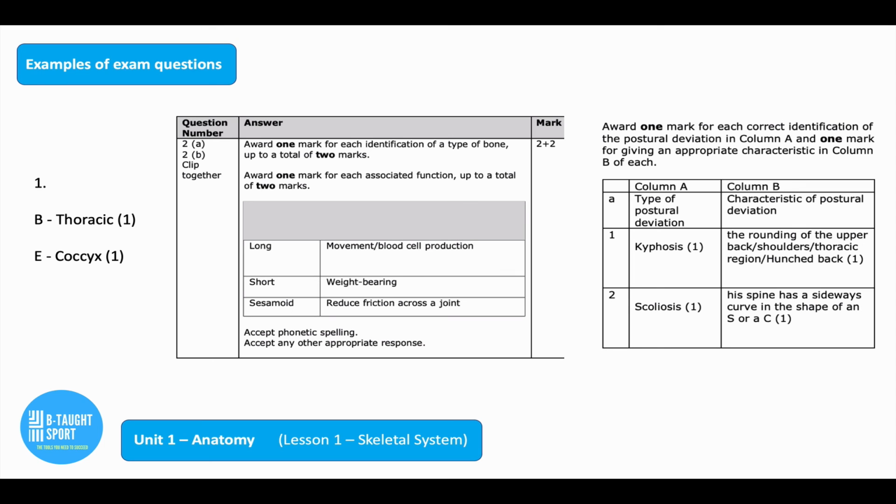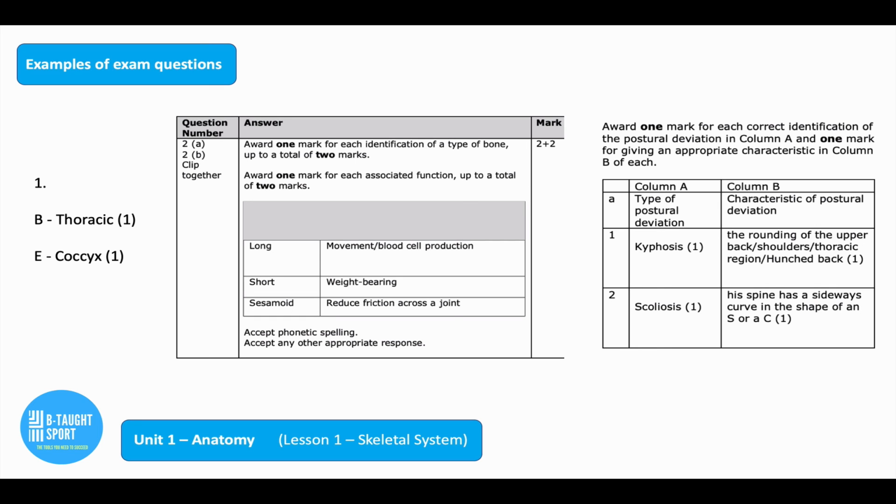And then lastly, you had to look at the different types of postural deviation. And there was one mark for each, so 4 marks in total. Now there are only 2 different types that you should have done, which is kyphosis and scoliosis. Now remember what I said about the old person bending down. So kyphosis, you could have said about the rounding of the upper back, shoulders, or thoracic region, which obviously gave you a hunched back. If you just put hunched back, that's absolutely fine. Second one you could have put is scoliosis, and obviously you could have mentioned how the spine has a sideways curve as a shape of an S or a C. So hopefully you got some good marks out of that.